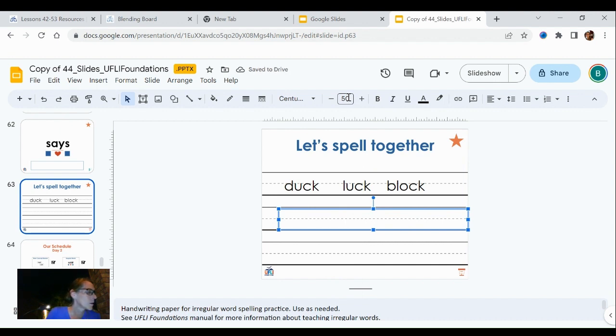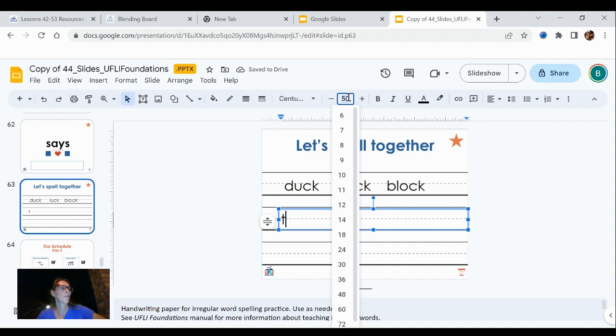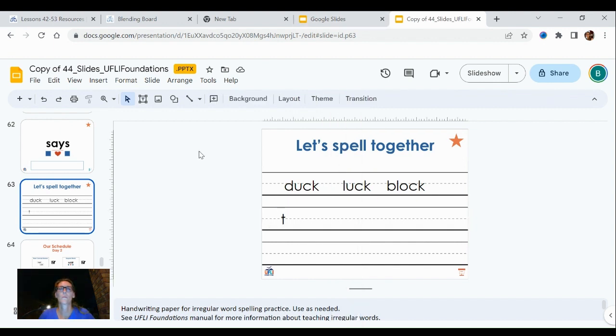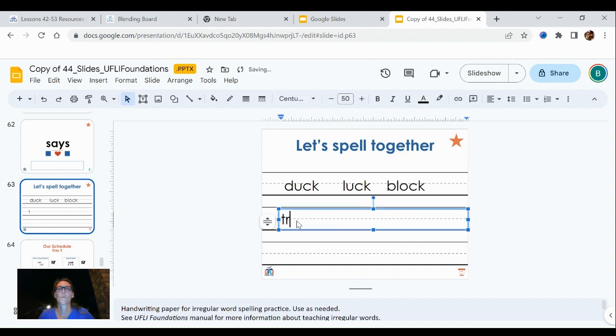Next word, track. Track. Now, I don't know why this gives us trouble, but it does sometimes. So let's really break it apart. T, R, U, makes its short sound. So the next K sound is K. We're going to spell it with a CK. Track.